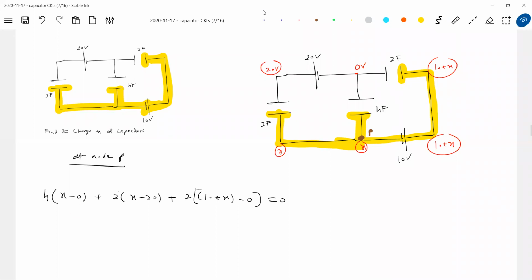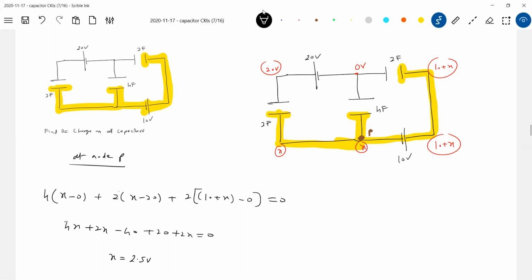So I think this will be very useful for you. Now this will be 4x plus 2x minus 40 plus 20 plus 2x equals 0. Anybody, value of x? 2.5. 2.5 volt. Once you know x, you can easily tell the charge on each and every capacitor.